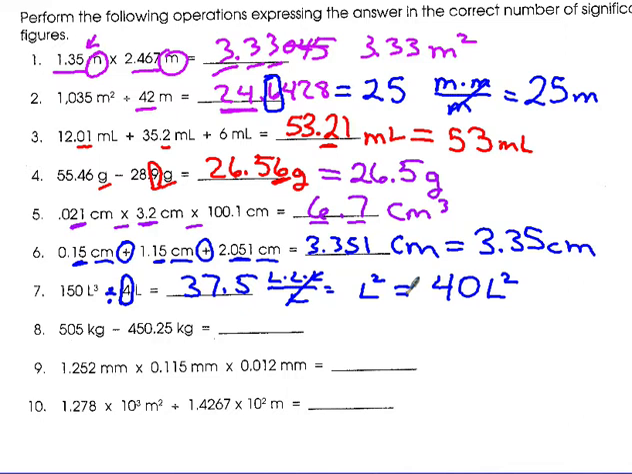Number 8. We have 505 kilograms minus 450.25 kilograms. So kilograms would stay the same. If it was something else, you would have to change the unit in order to make it the same, because you can't add and subtract with different units. Then I would go ahead and subtract, and it comes out to be 54.75. Notice I don't have any decimals here in this number, so I cannot have any decimals in the answer. So this 7 tells me to round that 4 up. So my answer would be 55 kilograms.